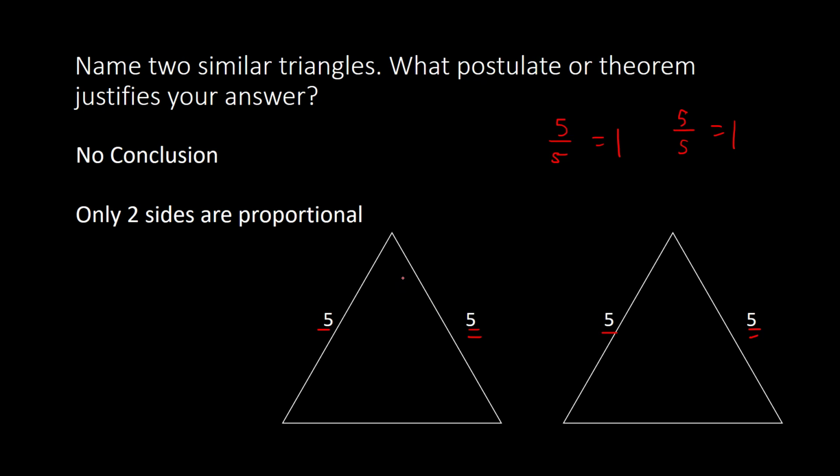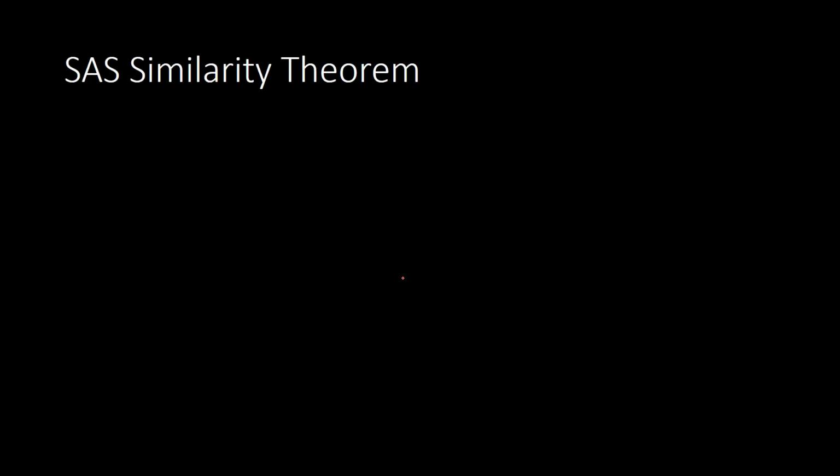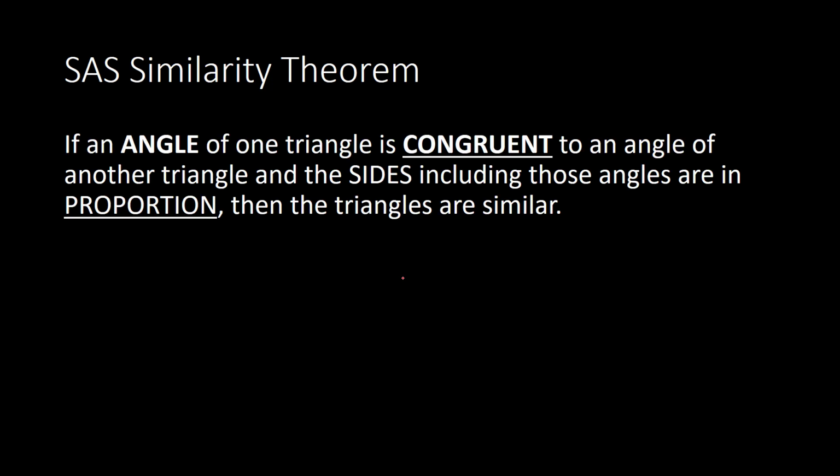So now we've talked about the angle-angle postulate, the side-side-side theorem, and lastly we have what is called the side-angle-side similarity theorem. And so once again, this is a theorem, but in this video I'm not going to walk you through the proof. I'm just going to walk you through how to use this theorem. And the theorem says that if we have an angle of one triangle that is congruent to an angle of another triangle, and the sides that include those angles, meaning the sides on both sides of the angle, must be proportional, then the triangles are similar.